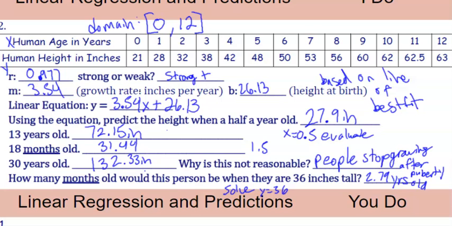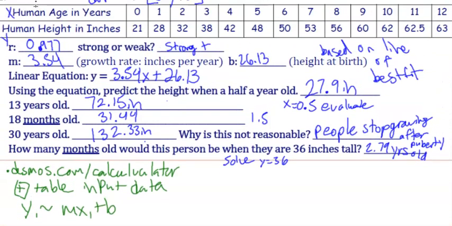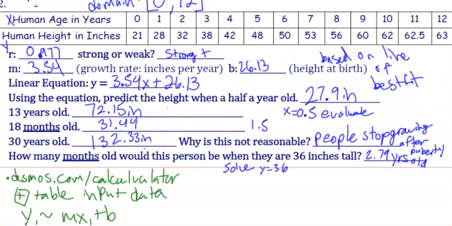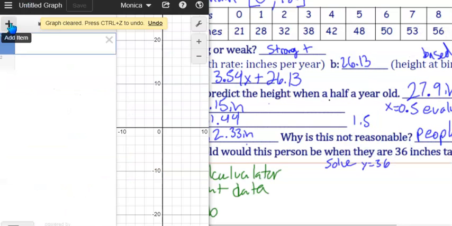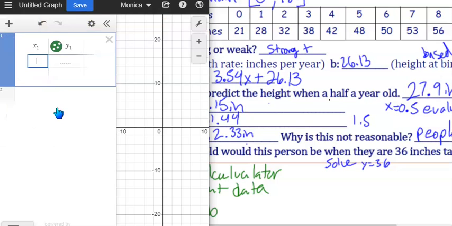Before we go on to the you do slide, let's also go over how to do this on Desmos. So you want to go to desmos.com/calculator. And then you want to press plus table, input the data, and then type in y1 tilde mx1 plus b. So let's go ahead and do that. So press the plus button, click table, and then type in your values.